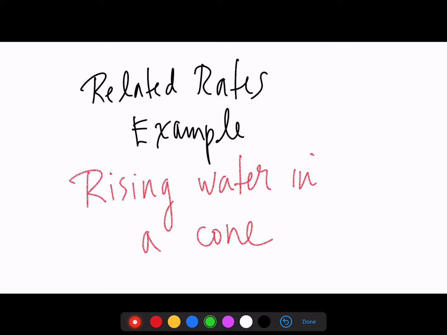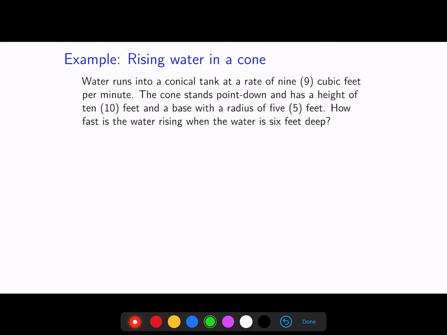Hey there, this is a screencast in which I work a related rates example, this one about rising water in a cone. Let me read the problem to you. Water runs into a conical tank at a rate of 9 cubic feet per minute. The cone stands point down and has a height of 10 feet and a base with a radius of 5 feet. How fast is the water rising when the water is 6 feet deep?